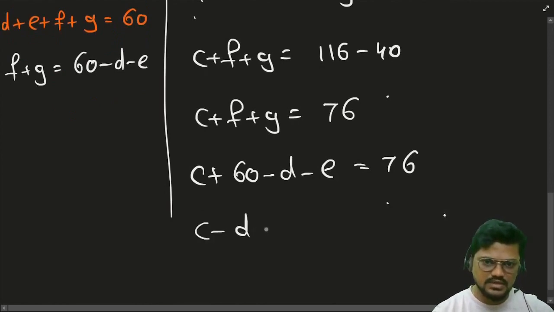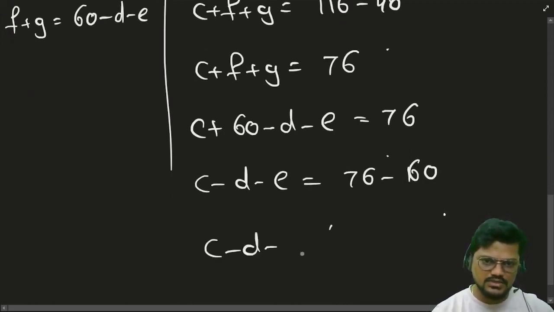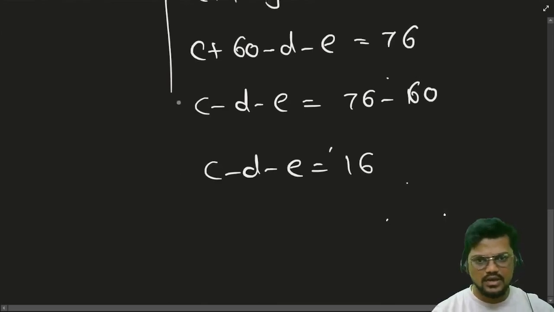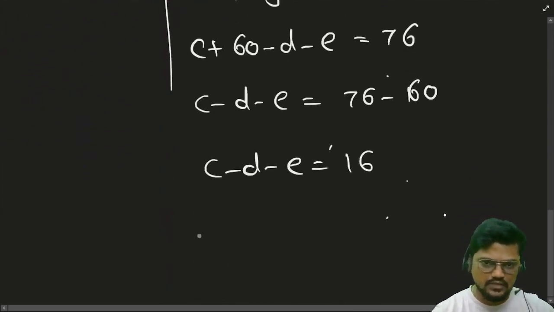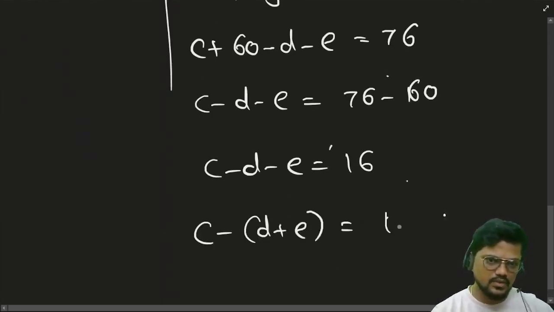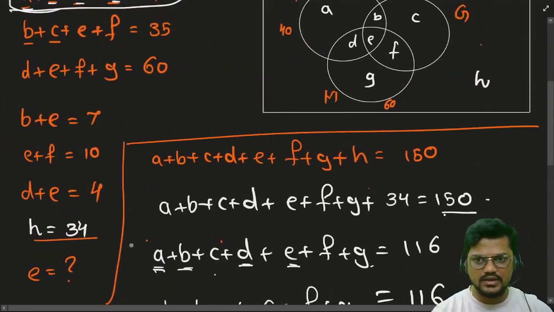So C minus D minus E will be equal to 76 minus 60, that is 16. Right? Now after that, if I write C minus over here, this will be D plus E, equal to 16. Now, anything related to this I have?